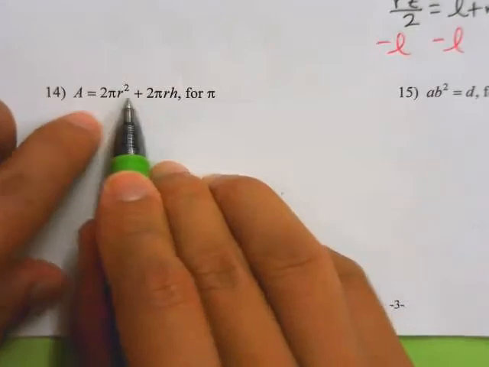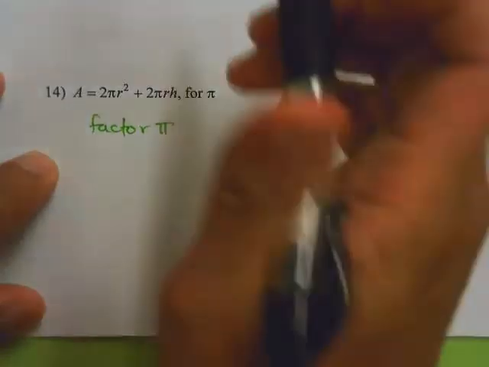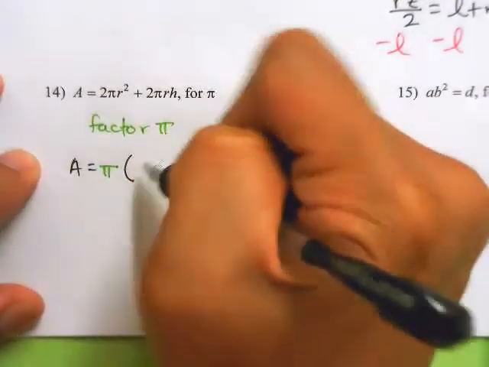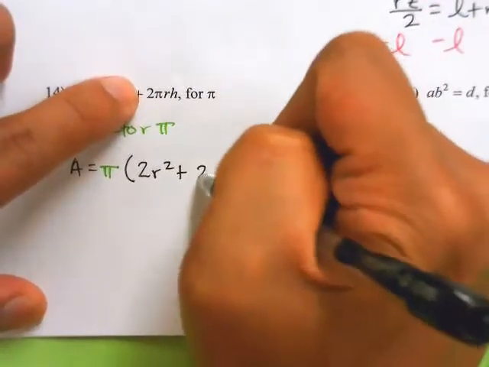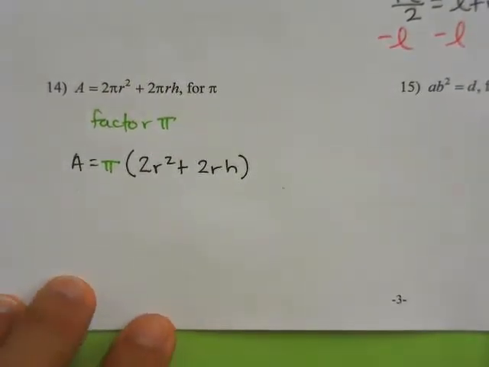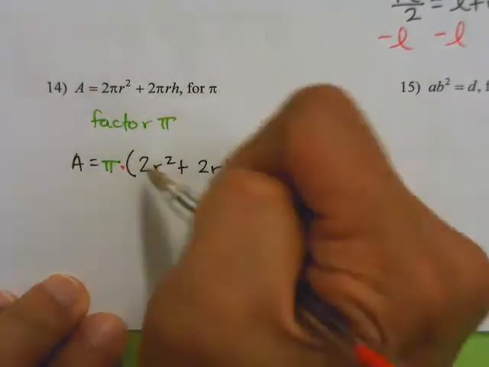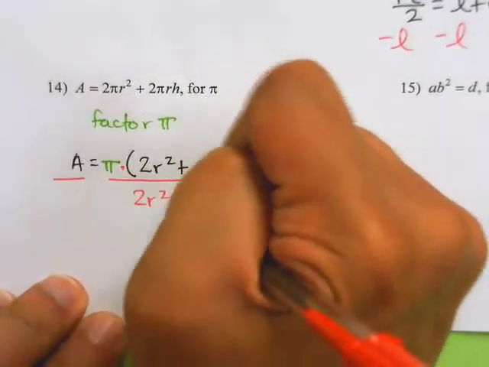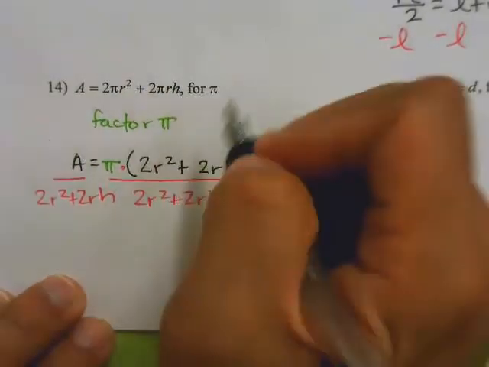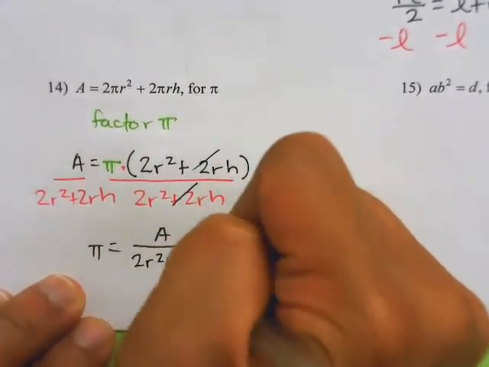I see that both of these terms have pi's, and so I think I'm going to factor a pi out. So A is equal to pi times 2r squared plus 2rh. And we're almost done because now this is a times. I'm just going to divide everything now by this whole factor here, 2r squared plus 2rh. Pi is equal to area over 2r squared plus 2rh.